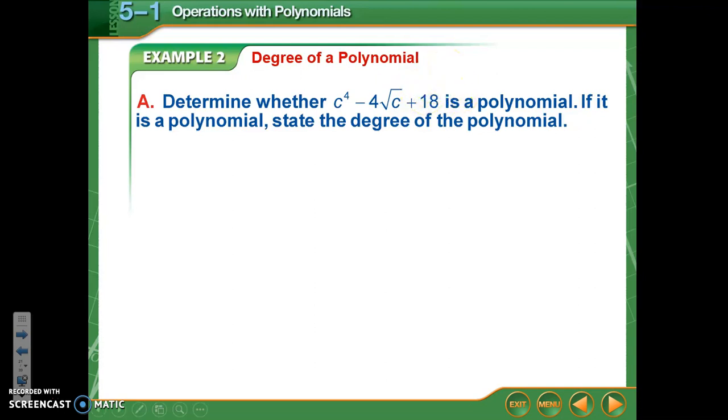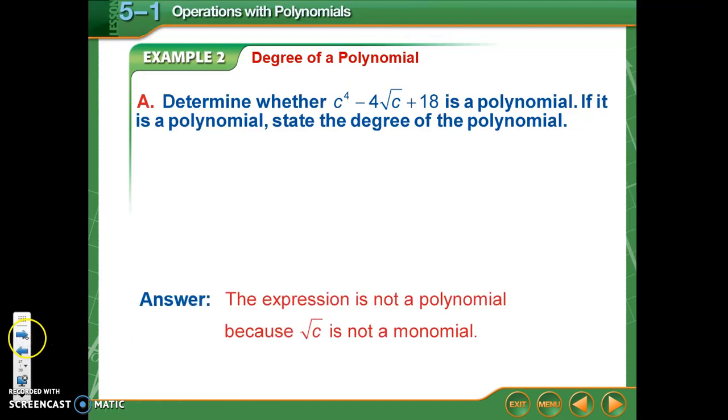If it is a polynomial, then we would say the degree. In this case, it is not a polynomial because here I have a variable under a square root. That's like saying c to the 1/2. Since that exponent is not an integer, or another way to think of it is since I have a variable under a root, it is not a polynomial.